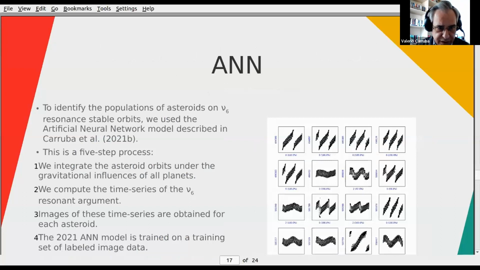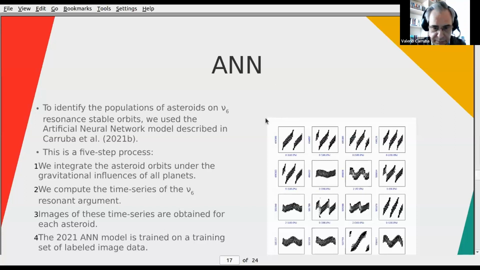We integrate the asteroid orbits under the gravitational influence of all planets. We compute the time series of the Nu-6 resonant argument. We obtain images of this time series, like the ones shown in the figures. And we train the model over a set of training data to classify automatically the kind of figures that you have. So here you have several figures: a circulation, a libration around 180 degrees, alternating circulation and libration, and so on and so forth.